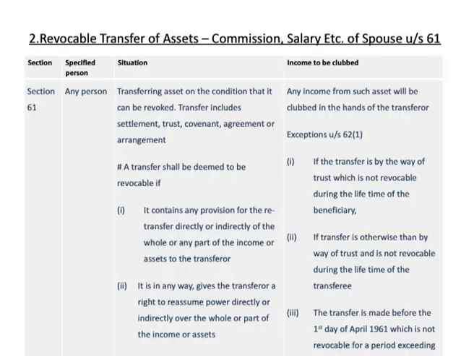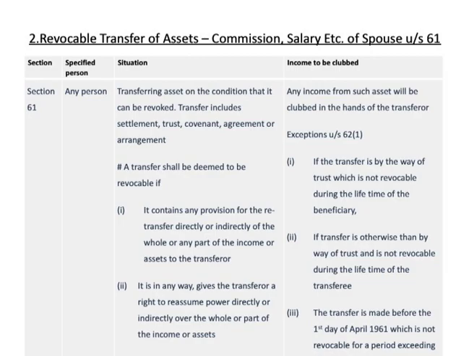It is in any way giving the transferor a right to reassume power. So, in the very first place, the transferor has the power to recover the asset at any future date, power directly or indirectly over the whole or part of the income or assets. The whole idea is he transfers the asset only for a temporary purpose to evade tax, so that he can recover the asset at a later date. Now, how does this provision work? Any income from such an asset will be clubbed in the hands of the transferor.